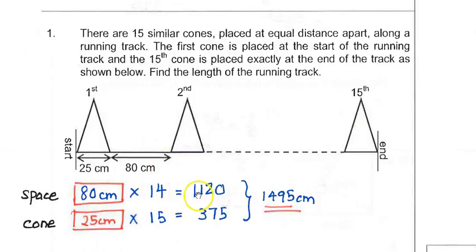80 times 14 is 1120, and the width of the cone is 25 cm times 15. There are 15 cones total. So you add these two together, you should get the distance, the length of the running track.